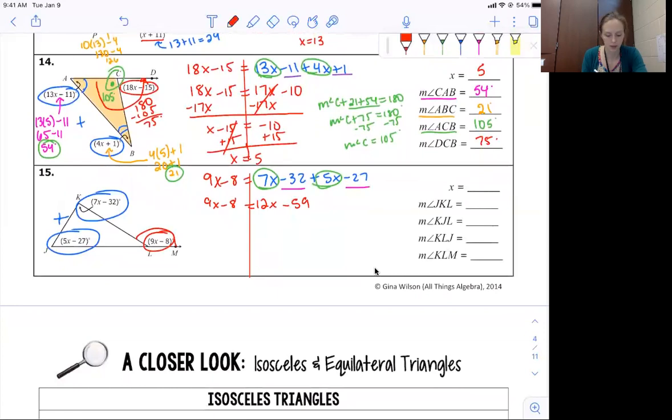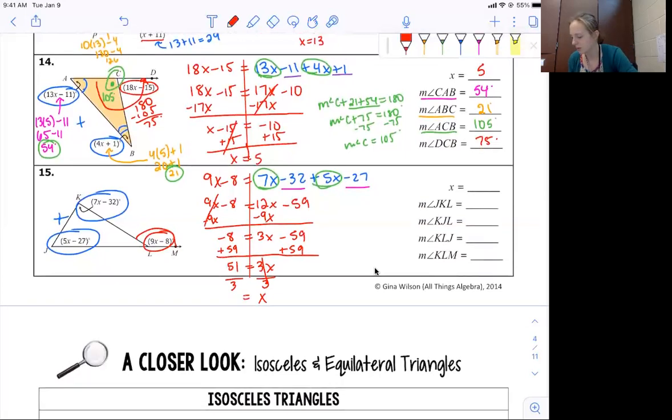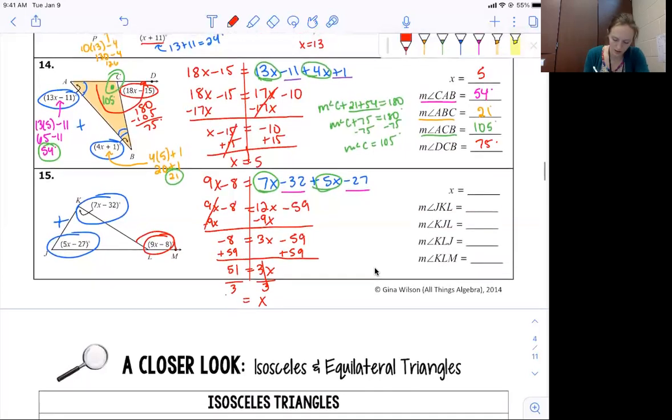And now I solve. So I'm going to subtract 9x on both sides because I like things to stay positive. So this is going to be negative 8 equals 12 minus 9, which is 3x minus 59. Add 59 to both sides. Negative 8 plus 59 is going to give me 51 equals 3x. And then divide by 3. And we get x is equal to, I think it's 17, but let me double check. Yeah, 17.